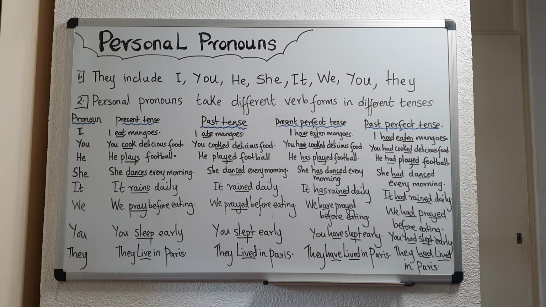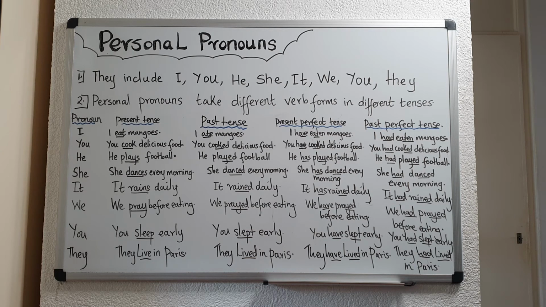It has rained daily. So once more, we combine the personal pronoun it with has in the present perfect tense, just like we did with she and with he. And then you combine that with the verb and then you add ed to the end of the verb. It has rained daily. In the past perfect tense, it's pretty simple. Just add had and then the verb plus ed. It had rained daily.